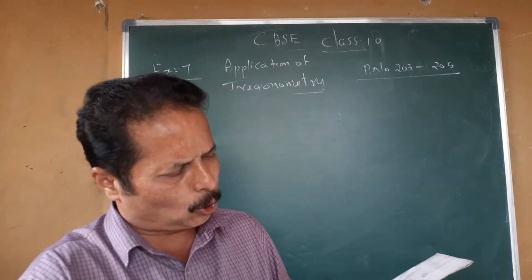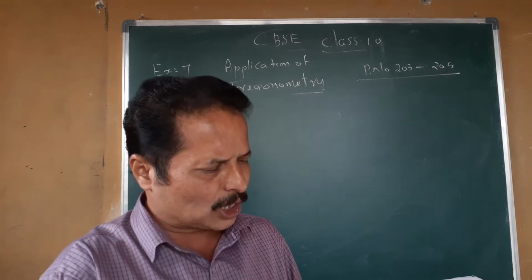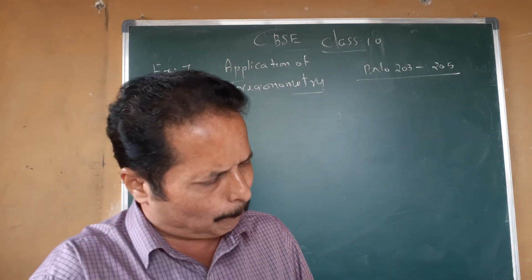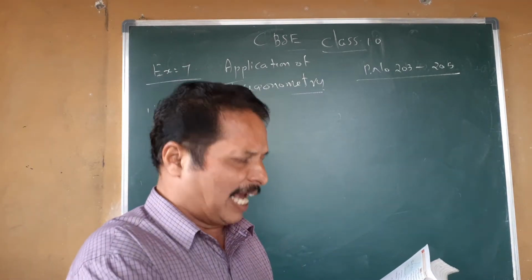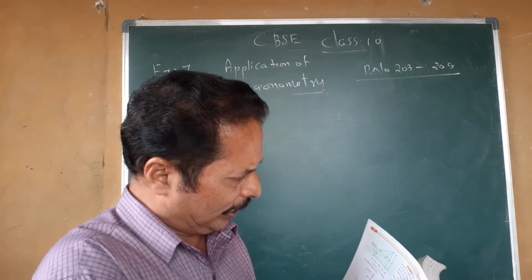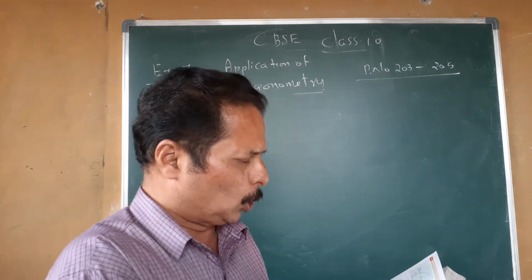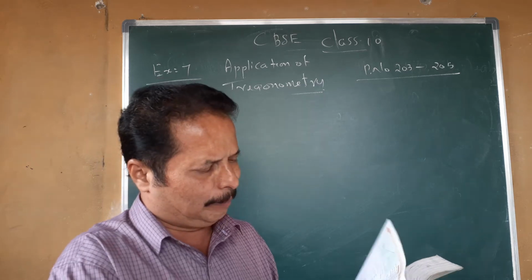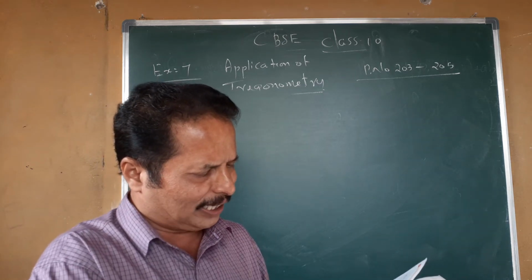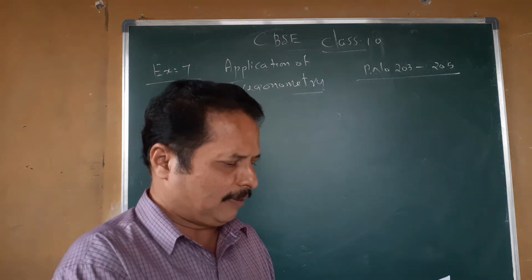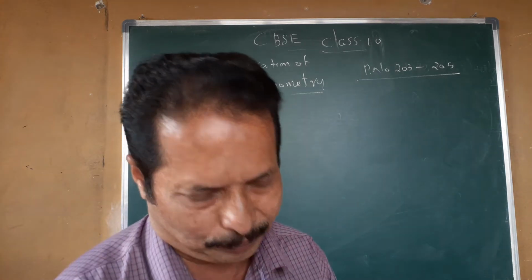From a point on the ground, the angles of elevation of the bottom and top of a transmission tower fixed at the top of a 20-meter high building are 45 degree and 60 degree. That's given. Find the height of the tower.